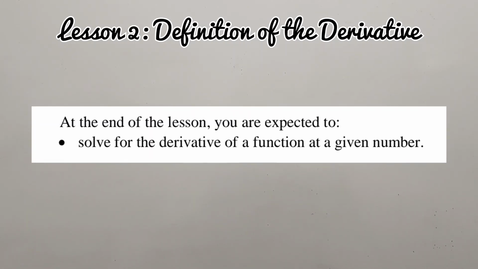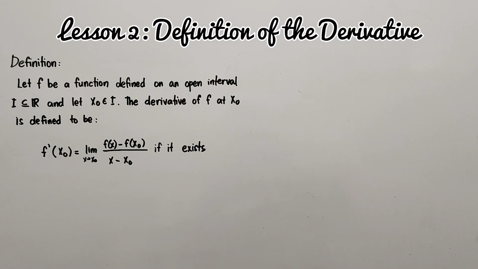Now that you have already an idea of the tangent line, we will now proceed to the definition of the derivative. In this section, we will define the derivative and solve for the derivative of a function at a given number. Let f be a function defined on an open interval I, a subset of the real number system, and let x sub 0 be an element of that open interval. The derivative of f at x sub 0 is defined to be f prime of x sub 0, which is the limit of f of x minus f of x sub 0 over x minus x sub 0 as x approaches x sub 0, if it exists.